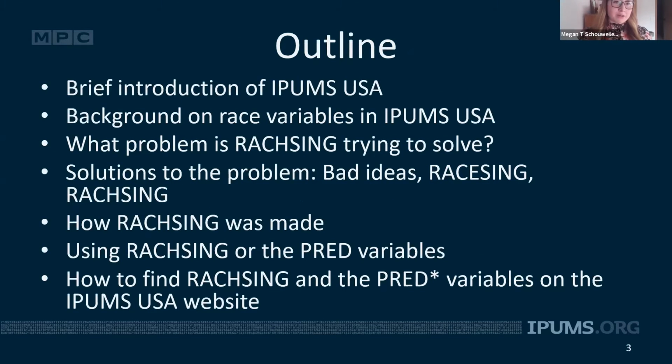So in today's webinar, we will start with a brief introduction of IPUMS USA. We'll talk about the background on race variables in IPUMS USA, what problem RACHSING is trying to solve, past solutions that have been created for this problem, some bad ideas, RACHSING, and then now RACHSING, how RACHSING was made, using RACHSING and the PRED variables, and then how to find these variables on the IPUMS USA website.